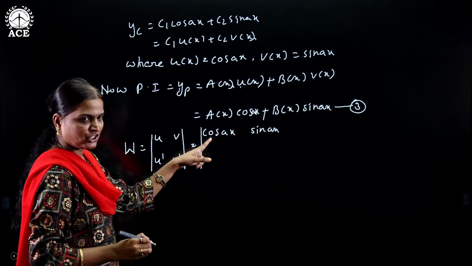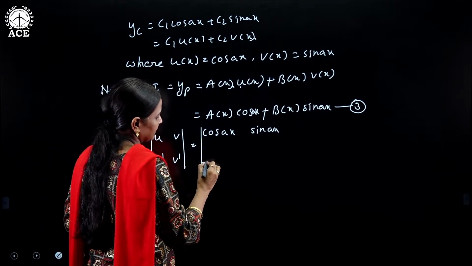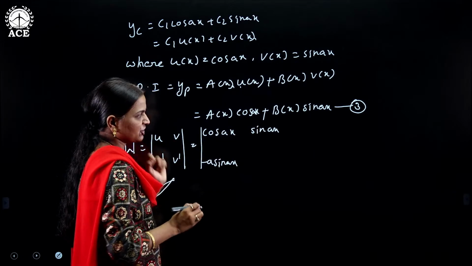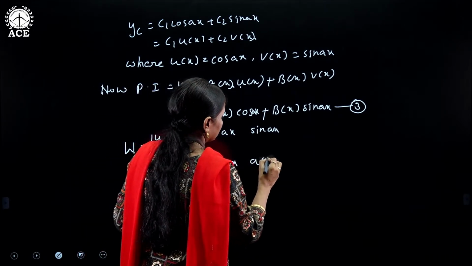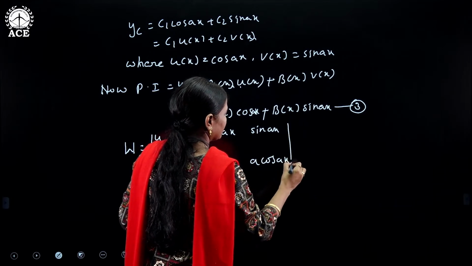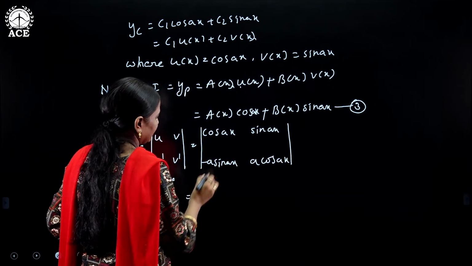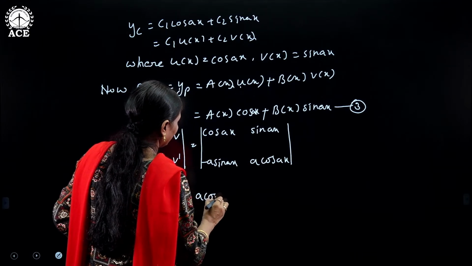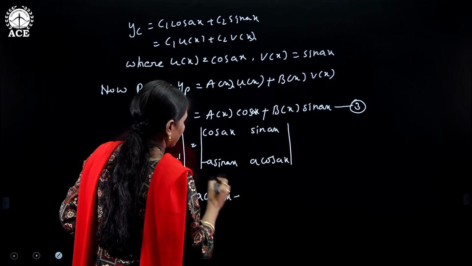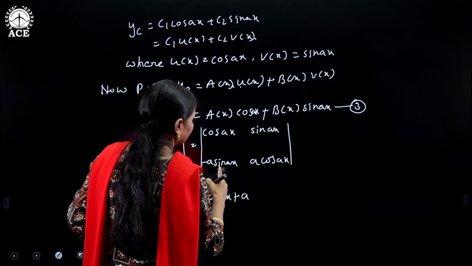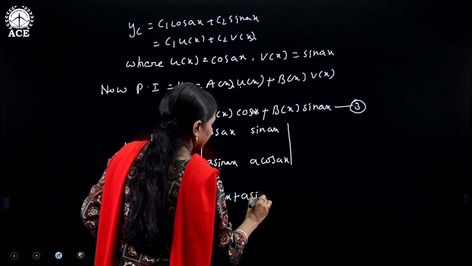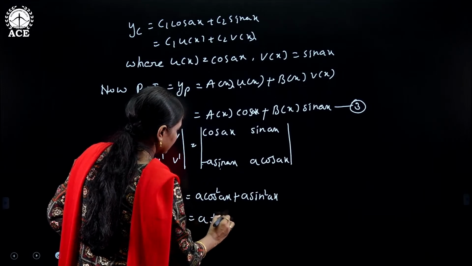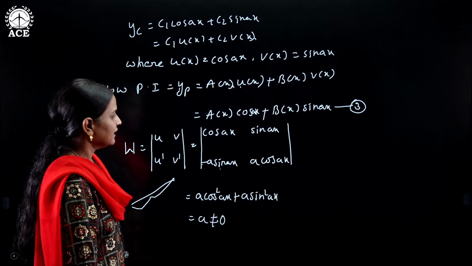u dash, the differentiation of cos ax. What is the differentiation of cos ax? Minus a sin ax. v dash, the differentiation of sin ax, is a cos ax. So if we find the determinant, it is a into cos ax into cos ax, that is a cos square ax, minus into minus plus a into sin ax into sin ax, that is sin square ax. We get a only, and it is not equal to 0. So this is the Wronskian.